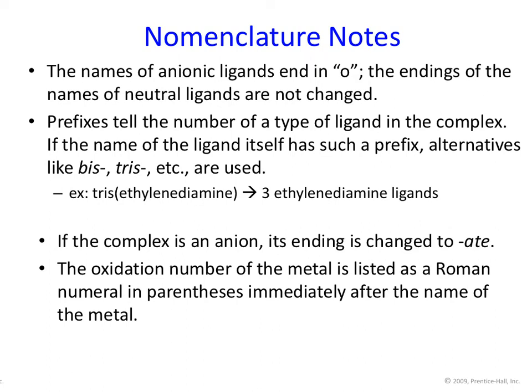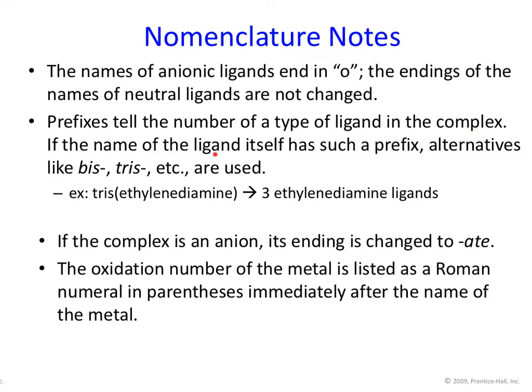So just a couple notes that will help you memorize the names of the ligands. We'll go over these together. The names of anionic ligands end with O. The endings of the neutral ligands are not changed. For example, chloride is an anionic ligand. We name it chloro. Bromide, bromo. Nitrate, nitro, etc.